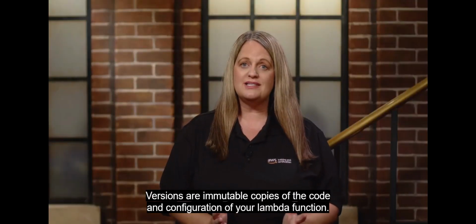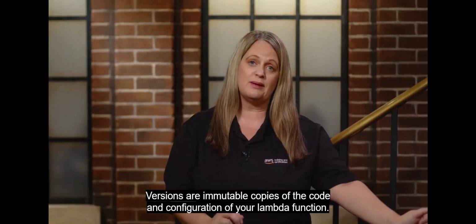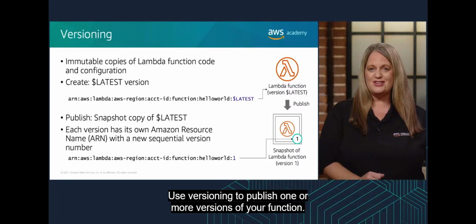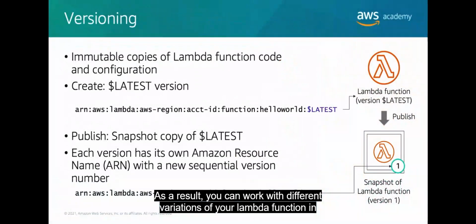Versions are immutable copies of the code and configuration of your Lambda function. Use versioning to publish one or more versions of your function. As a result, you can work with different variations of your Lambda function in your development workflow, such as development, beta, and production.